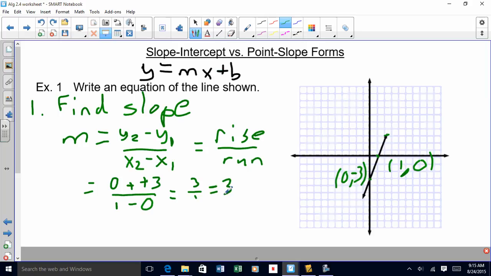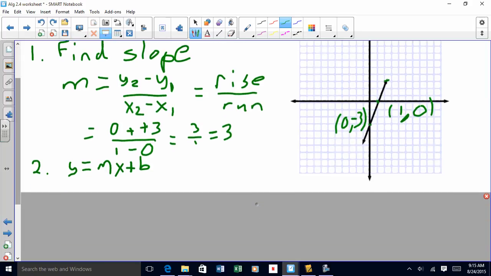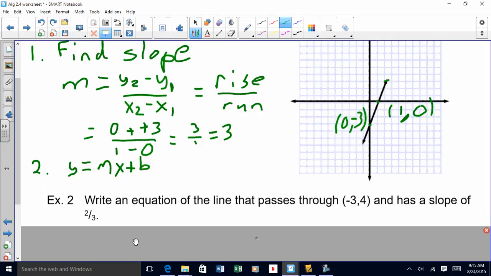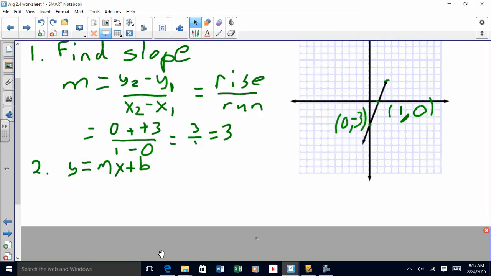Then we have to find b if we're going to do the slope-intercept. So if we're going to use slope-intercept, then we'd say, okay, well, we have y equals mx plus b, and we know m now, and we just pick one of those other points. Pick one of those points. It doesn't matter which one. Let's say we picked this one. And you'd substitute everything in.